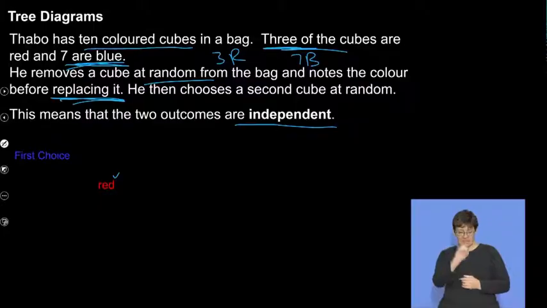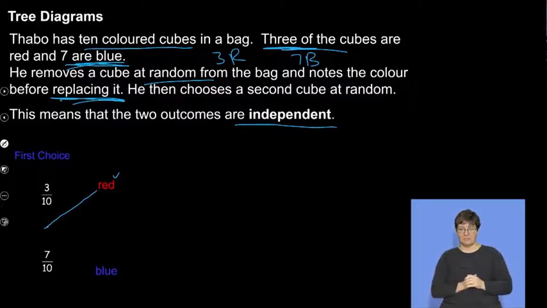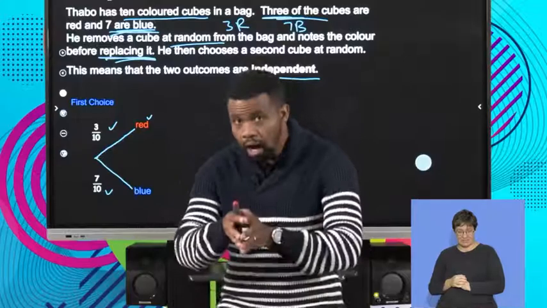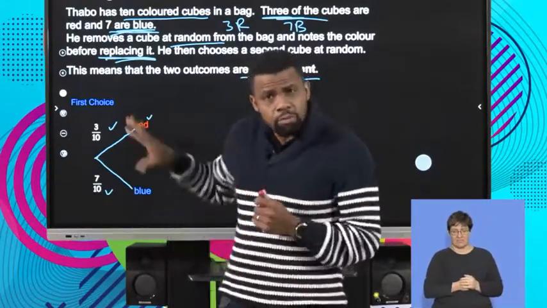So this is what we get. We could get red or blue. The probability of red is 3 out of 10, and the probability of blue is 7 out of 10. So this is your tree diagram. You put a line like that and a line like that. That's the first draw. The probability of getting red is 3 out of 10 and of getting blue, 7 out of 10. Why 7? Because there are 7 blue balls in the bag and 3 red balls. This is what we do for the first time.